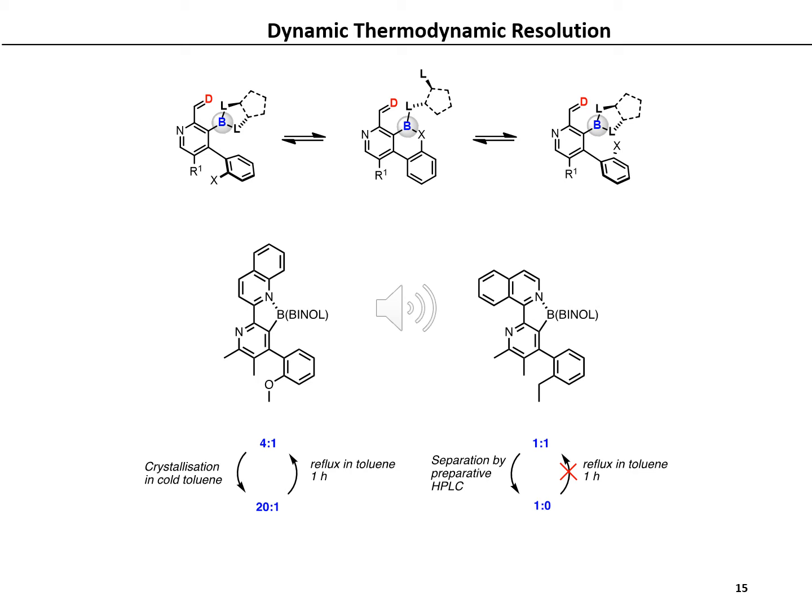By separation by HPLC, it was possible, and with this single diastereomer, we try to reflux in toluene for 1 hour, but we didn't return to a ratio of 1:1. We only observe one diastereomer. We could conclude that we probably have a thermodynamic ratio.